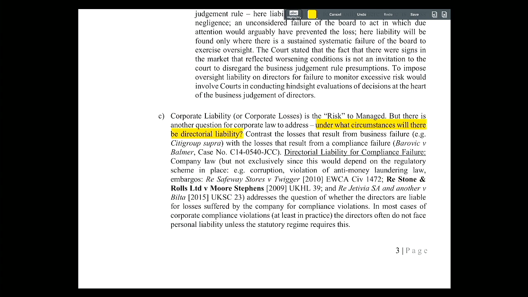And here I said that if it is a compliance failure type thing, ultimately, when you look at the relevant case law, liability tends to stop with the company, right? Unless the relevant regulatory regime tells us that we should pin liability on the directors. So we need to look at the particular liability regime, right?